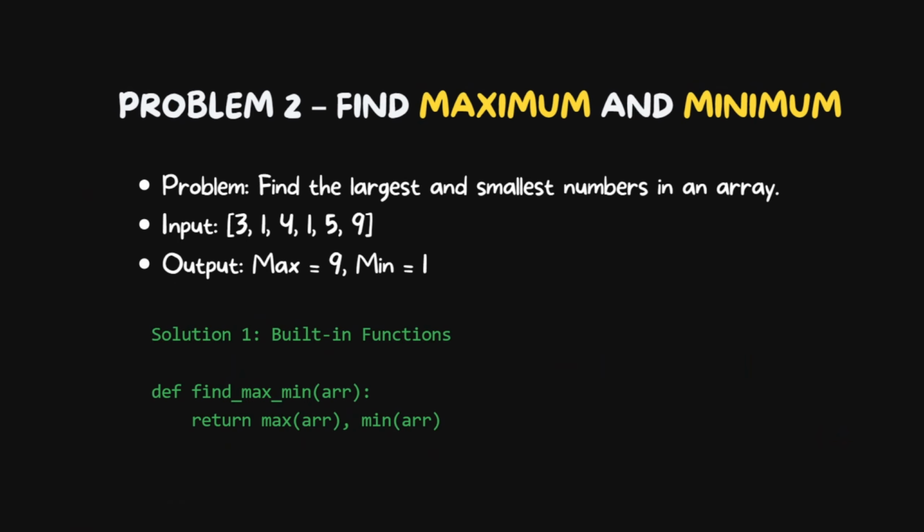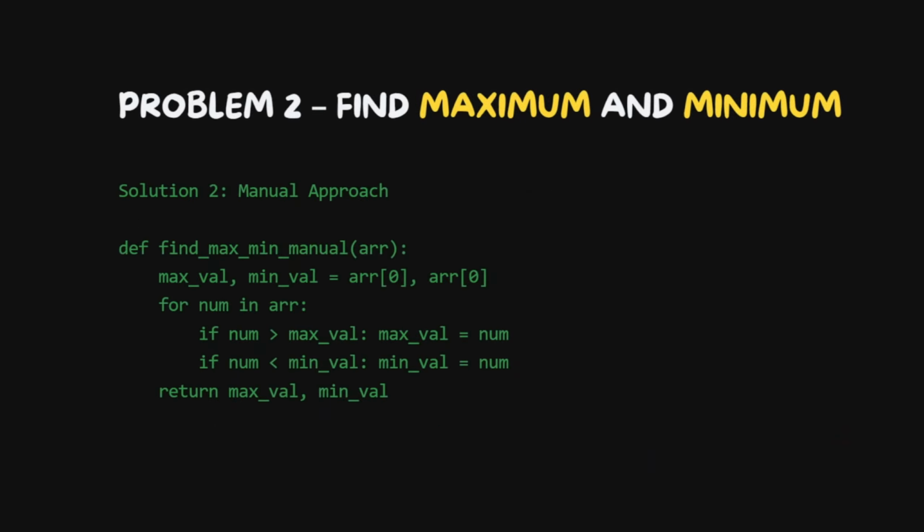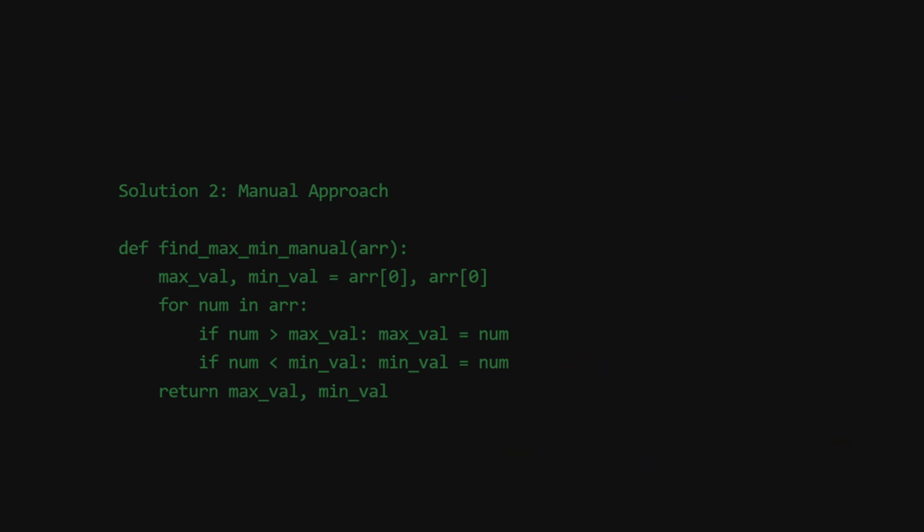Python provides built-in functions to solve this easily. The max function returns the largest element, while the min returns the smallest. These functions are efficient and very easy to use. The second is the manual approach. For situations like coding interviews, a manual approach demonstrates your understanding of the logic. Here we initialize the maximum and minimum values with the first element of the array and then compare each element to update this value as needed.